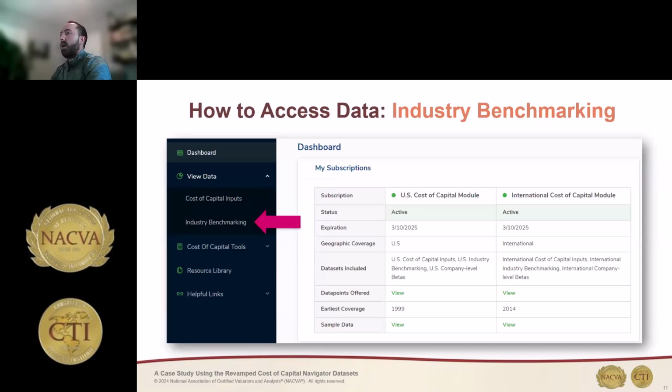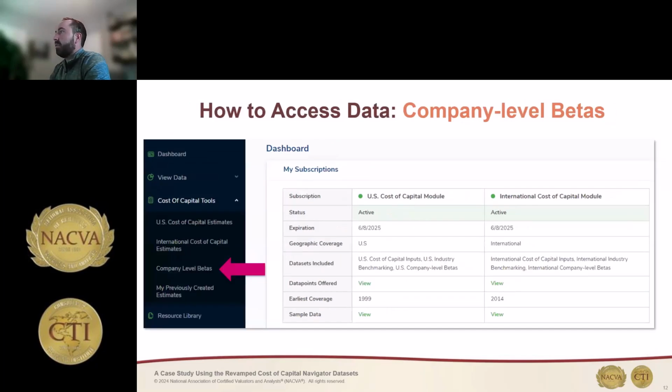The next is our industry benchmarking, again through our view data path on the left navigation. This is where we'll get some of our industry statistics. And then finally, we'll be using our company level betas data set and tool, which you'll be able to access in the Navigator on the left navigation.